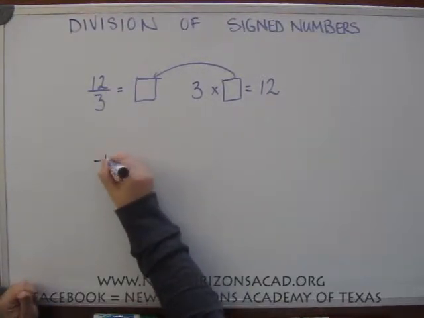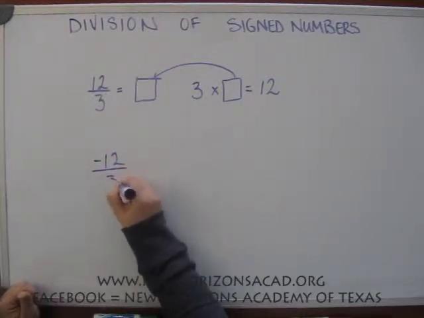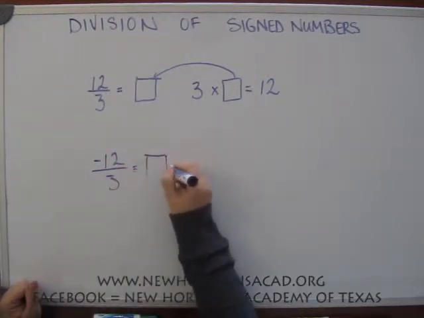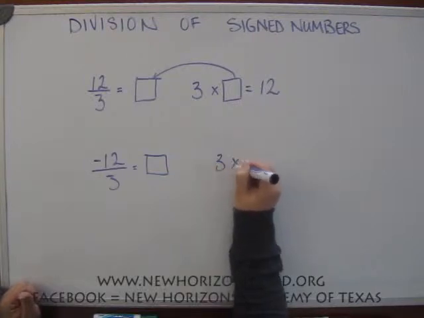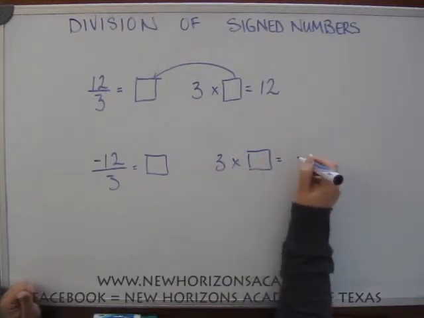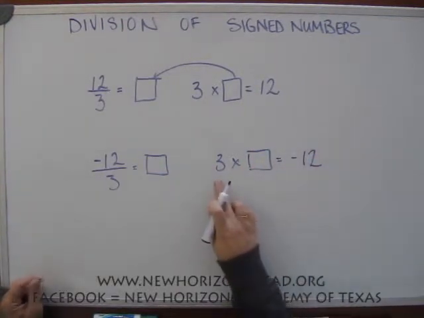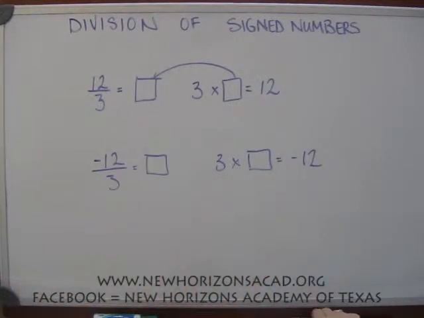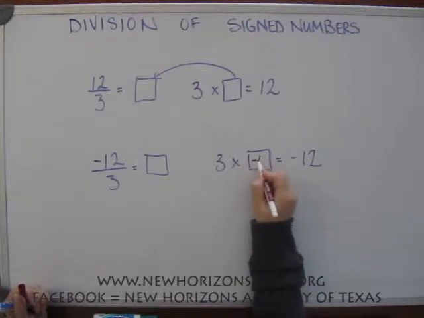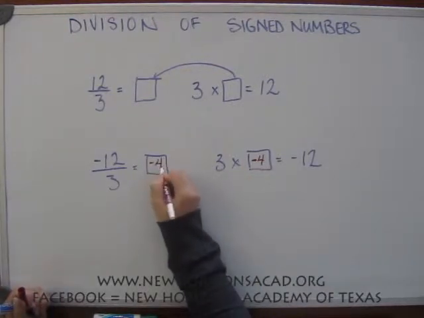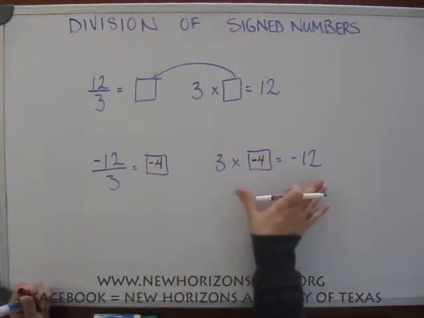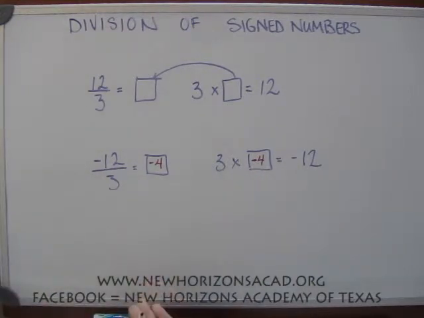For instance, if I had negative 12 divided by 3 equals something, that means that 3 times that something is negative 12. Well, only a positive times a negative gets you a negative. So this must be negative 4. Whether or not you draw it this way, if you think of it this way, these get pretty simple.